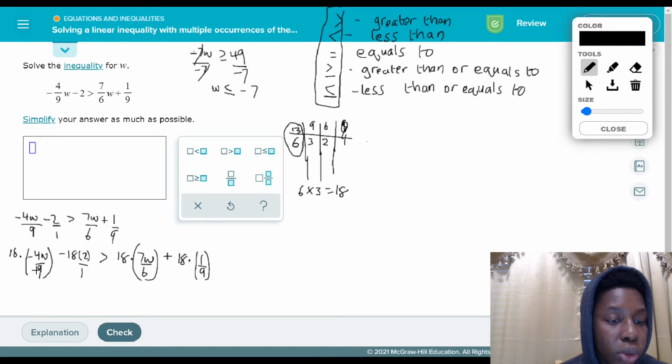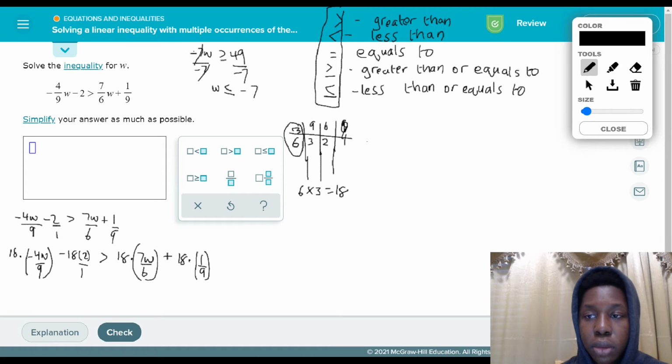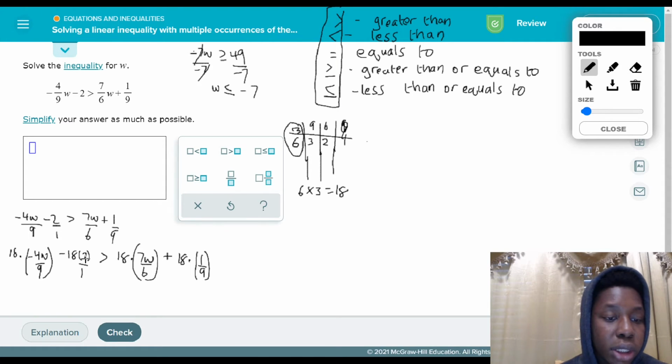So when we multiply 18 by minus 4w over 9, we're going to ask ourselves, what is common between the top and the bottom? 9 can divide the bottom here, 9 can also divide 18. So when we divide 18 by 9, that gives us 2, right? So this is 2 times minus 4w over 1.